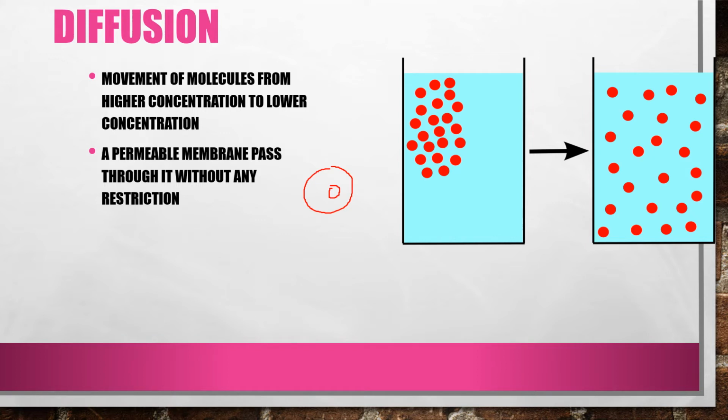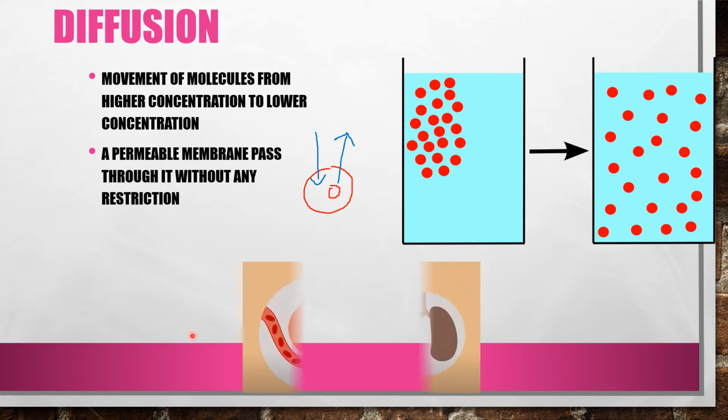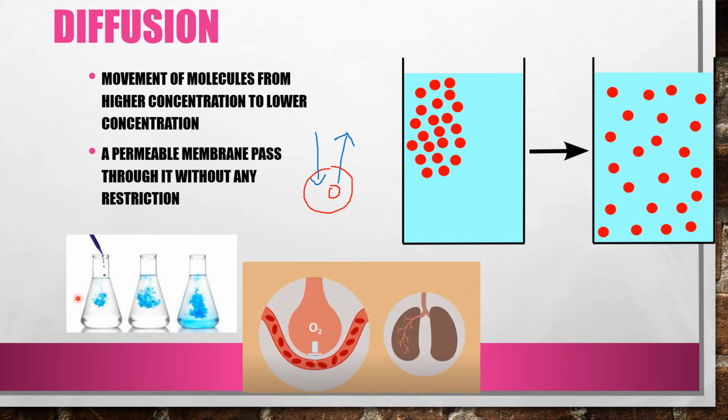Similarly, in our cells also, oxygen is coming from the outside of the cell, and simultaneously the carbon dioxide is being released from the cell. So this is one good example of diffusion. For example, I will show another image.